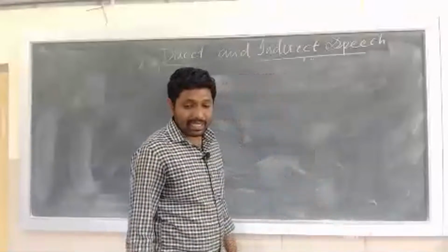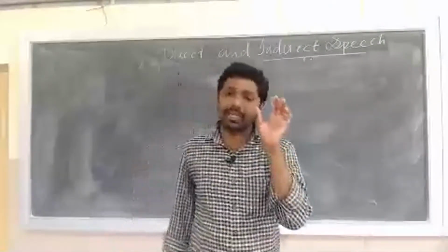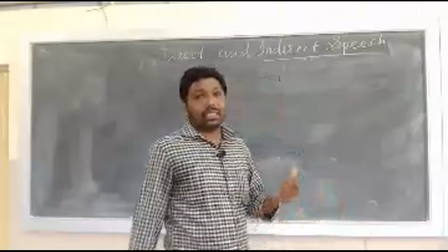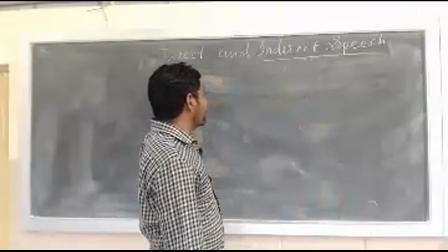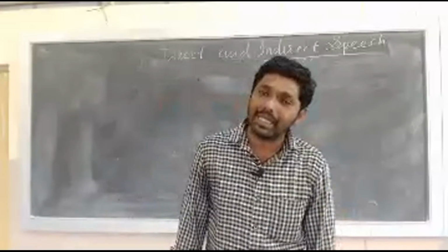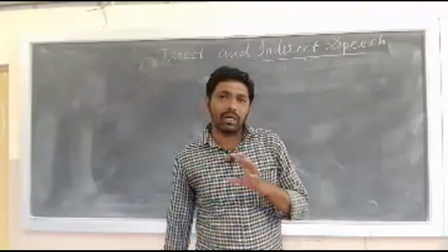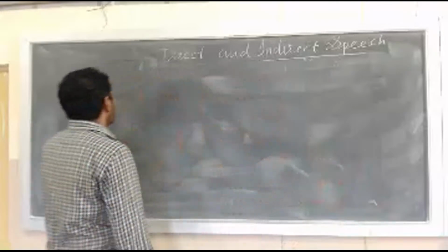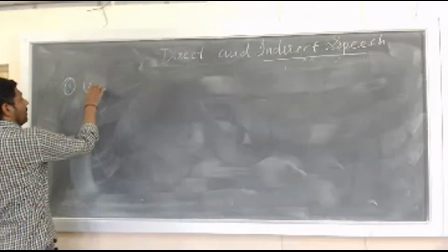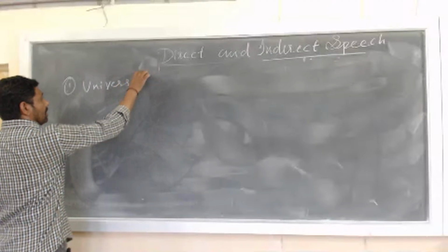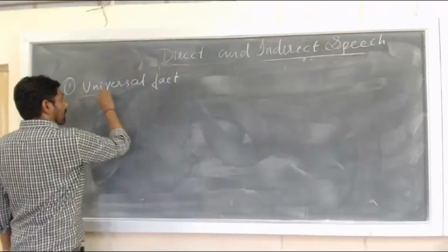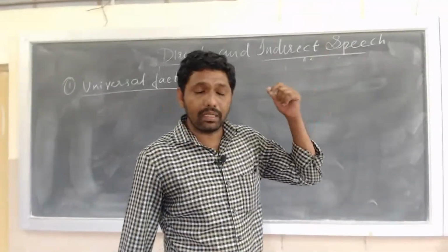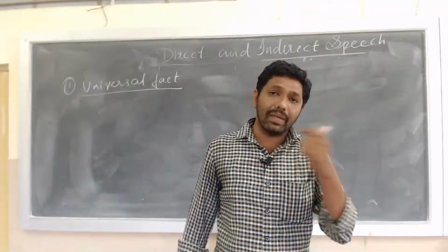Now let us see the examples. Before going to the examples, let me tell you certain facts about direct and indirect speech. All the sentences cannot be changed even if the reporting verb is in the past. The tense of the reported speech cannot be changed in certain conditions. The first one is if it is a universal fact. If it is a universal fact, then the tense will not be changed.